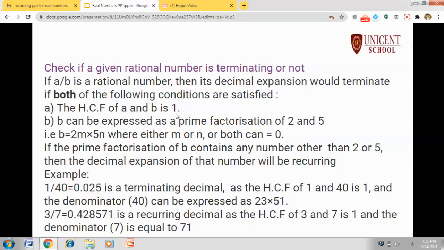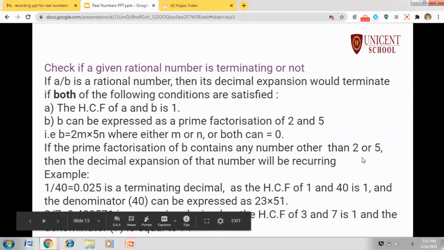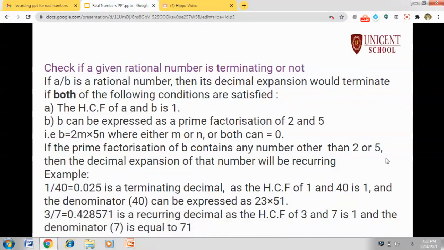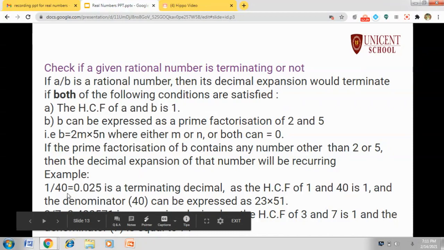The second condition is that b can be expressed as a prime factorization of 2 and 5. b should be equal to 2 power m into 5 power n, where m or n or both can be 0. If the prime factorization of b contains any number other than 2 or 5, then the decimal expansion will be recurring. For example, 1 by 40 is 0.025. It is terminating, as the HCF of 1 and 40 is 1, and the denominator 40 can be expressed as 2 power 3 into 5 power 1.